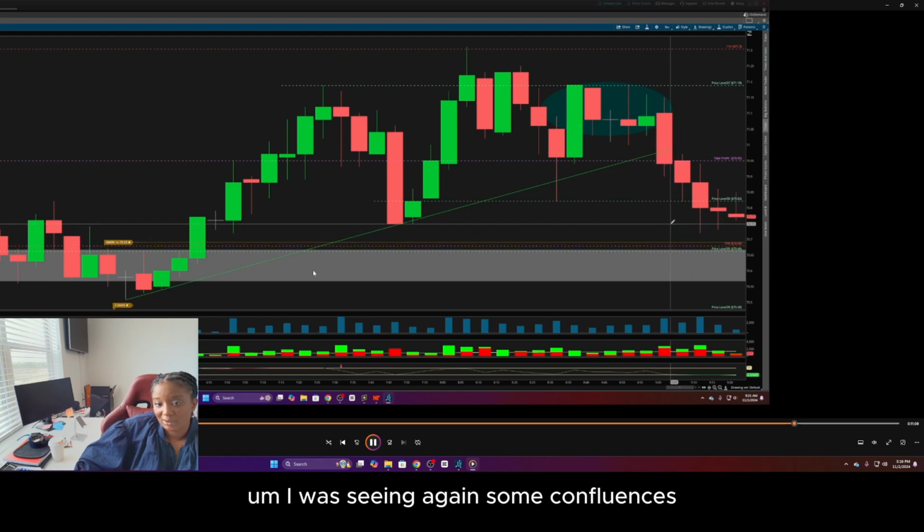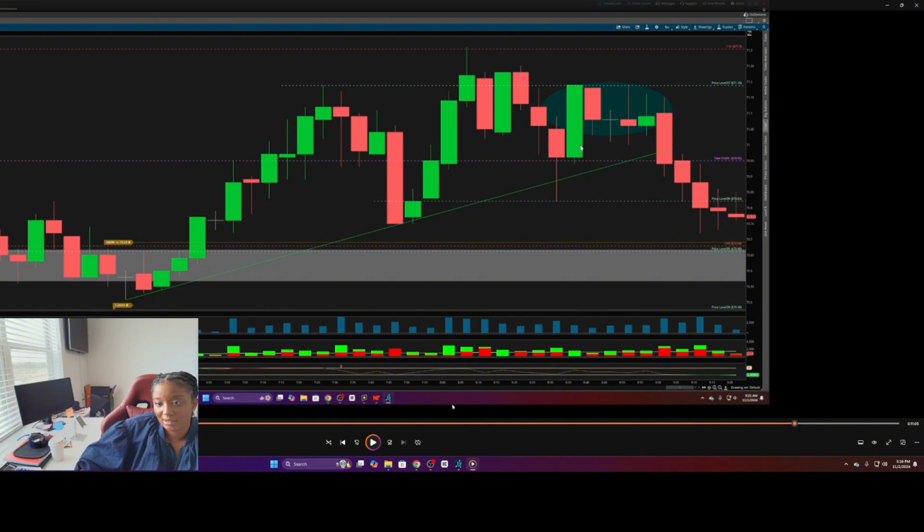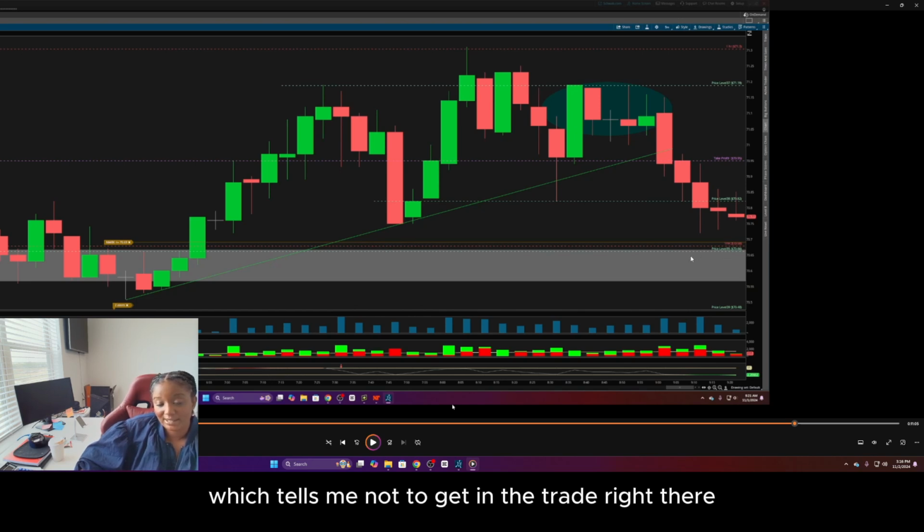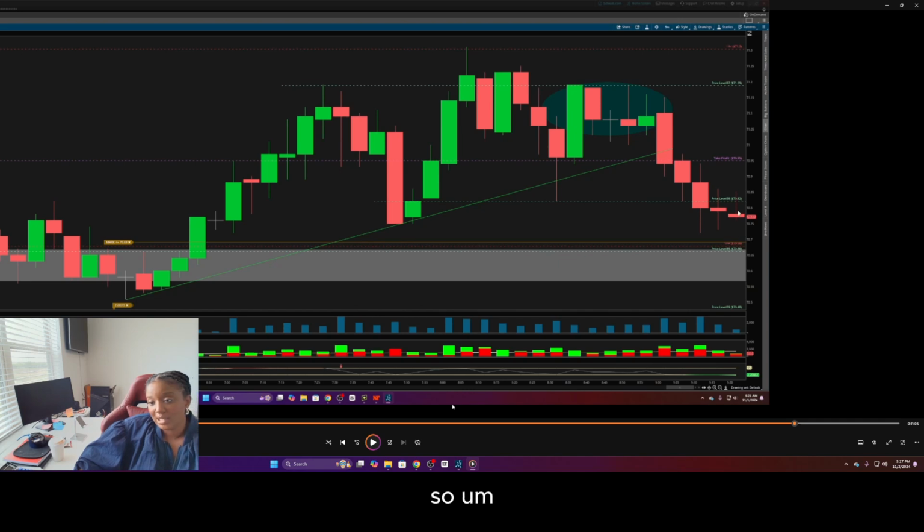I was seeing again some confluences. The 5-minute chart, as we see, this was a trend line that was created. It was showing that we were kind of going up, but it ended up breaking that. But again, my gray zone was right there, which tells me not to get in the trade right there. We need to see a hold above or a break and hold below.